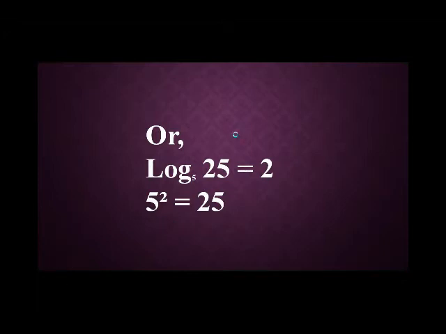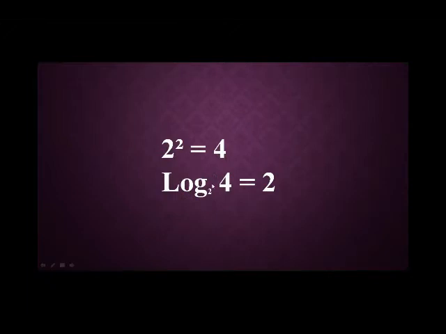Now move towards the next slide. This is the conversion of exponential form into log form, and here 2 to the power 2 is equal to 4. Again, this is the base, this is the exponent, and this is the answer, or you may call it the number. 2 to the power 2 is equal to 4. So how will you convert this exponential form into log form?